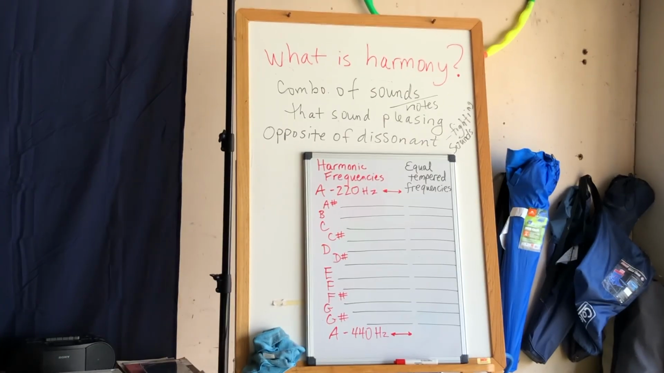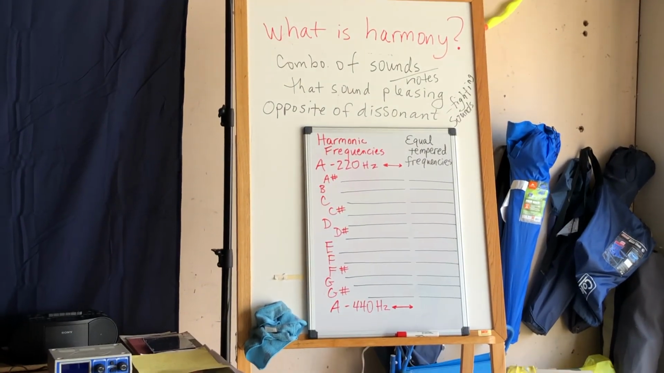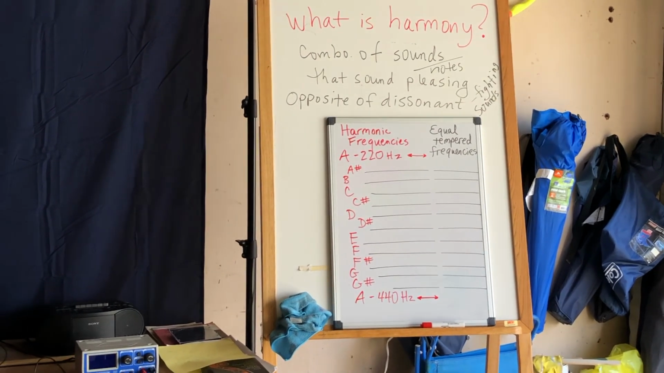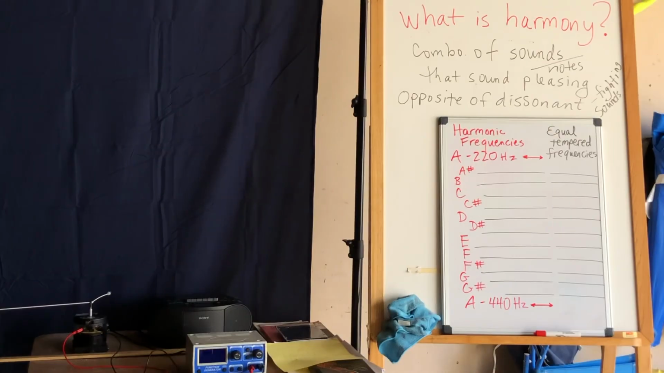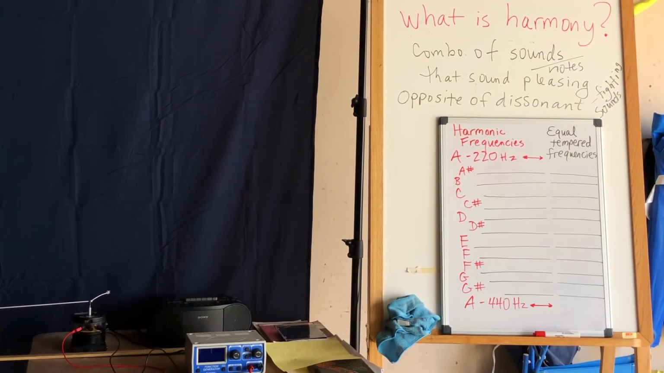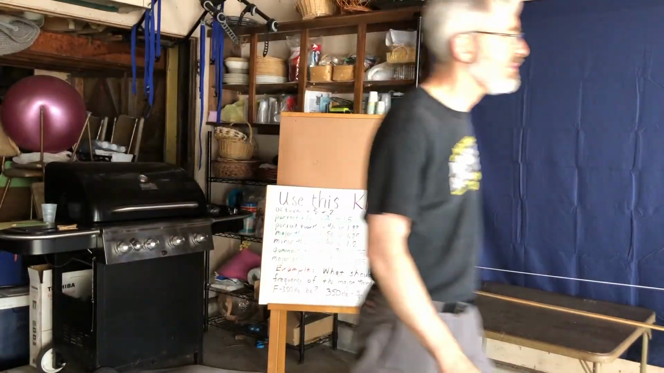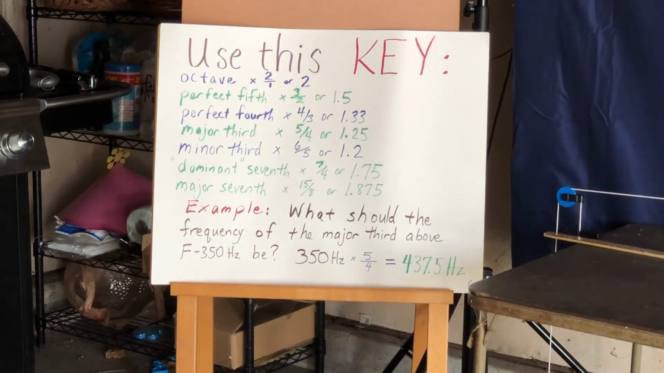I want to do the next one, which would be the perfect fifth. Now, let's think about this. What's the perfect fifth above an A on a keyboard or when you're playing an instrument? Are you familiar with that? Would it be E? It would be E. Awesome. All right, so let's figure out what the frequency should be for E according to the rules of harmony and using the 3 halves or 1.5 ratio. So Dan, I'm going to have you do that and then I will write it down. It's 330 hertz.